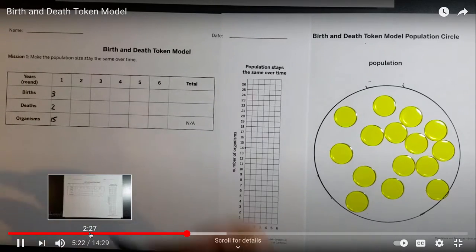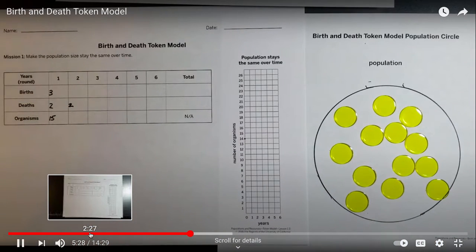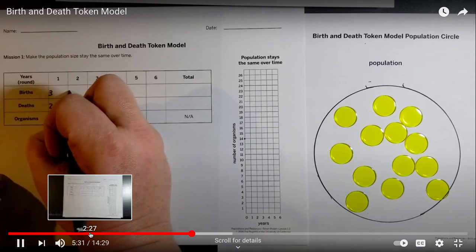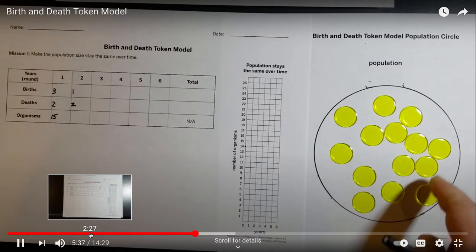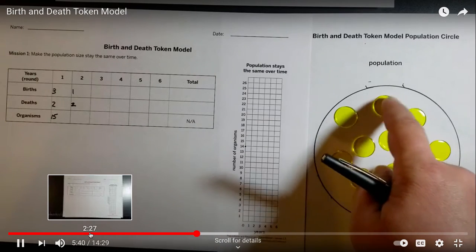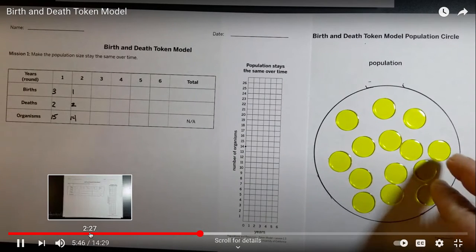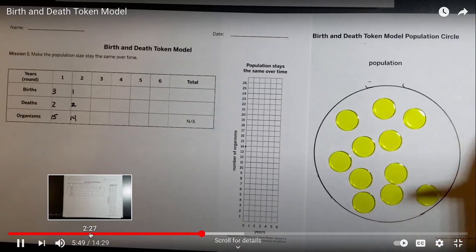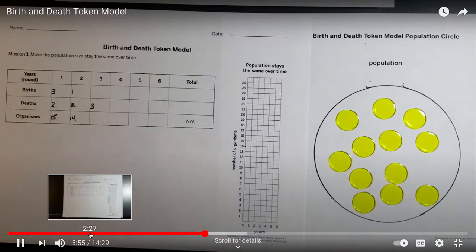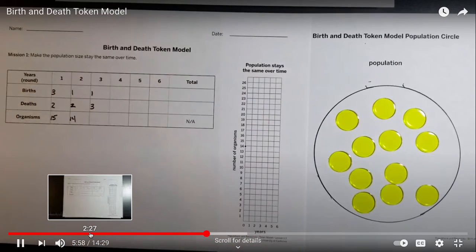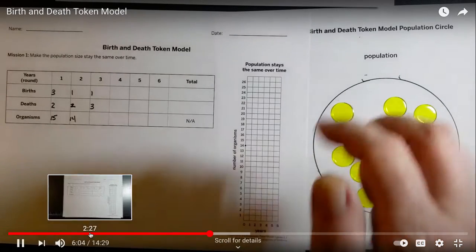Alright, so let's say for year 2, we're going to have 2 organisms die. So we're going to remove 2 organisms from our population. And we'll say 1 organism is born. And so we're going to add an organism to our population. Now our total, 1, 2, 3, 4, 5, 6, 7, 8, 9, 10, 11, 12, 13, 14 goes right here. In the following year, we'll say there were 3 deaths. And so we're going to put in a 3. And we'll say there was 1 birth. There's our 1 birth. And so our population total should be 1, 2, 3, 4, 5, 6, 7, 8, 9, 10, 11, 12.